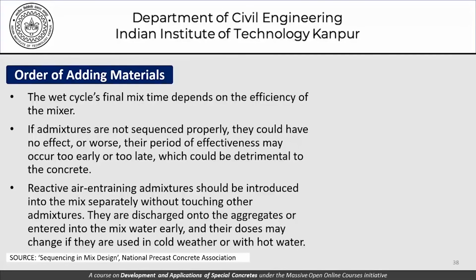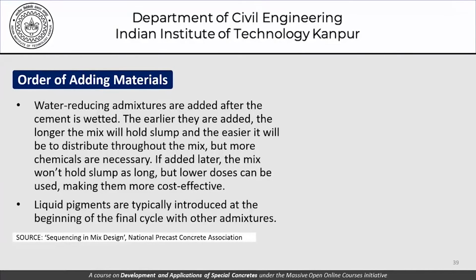Water reducing admixtures, on the other hand, are added after the cement is wetted. The earlier they are added, the longer the mix will hold the slump and the easier it will be to distribute throughout the mix, but more chemicals will be necessary. If added later, the mix won't hold slump as long, but lower doses can be used, making them more cost effective. Liquid pigments are typically introduced at the beginning of the final cycle along with other admixtures.